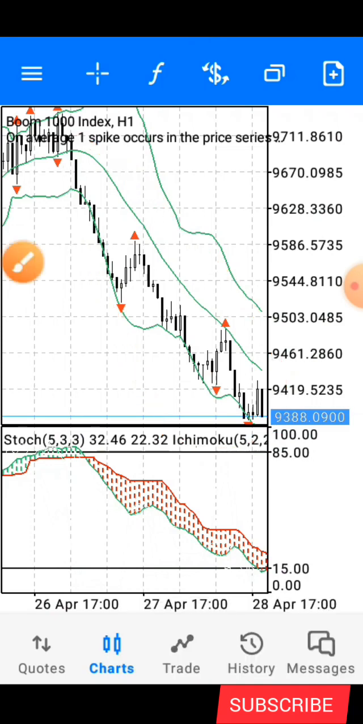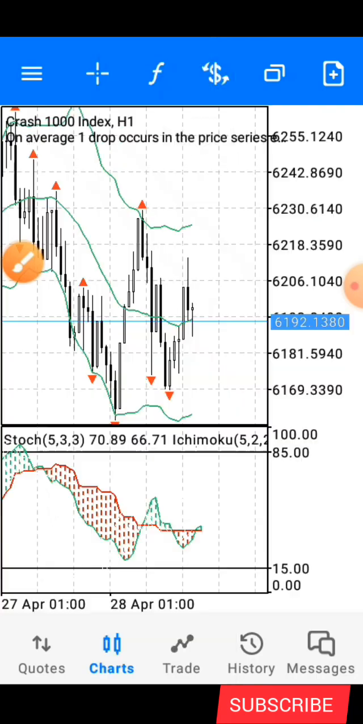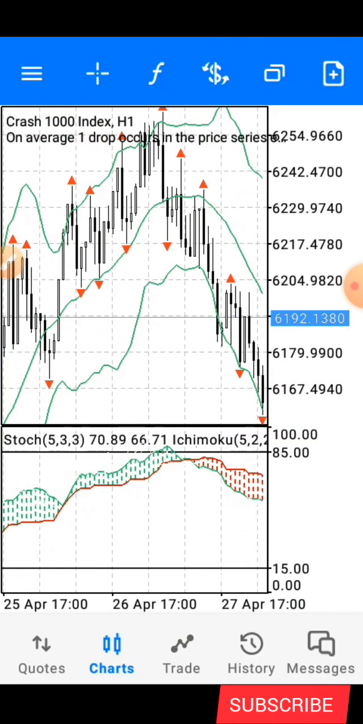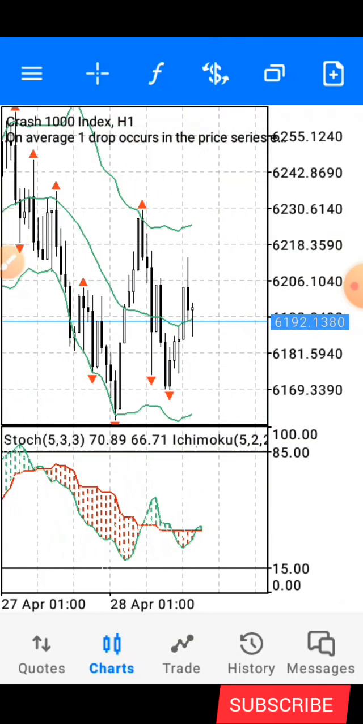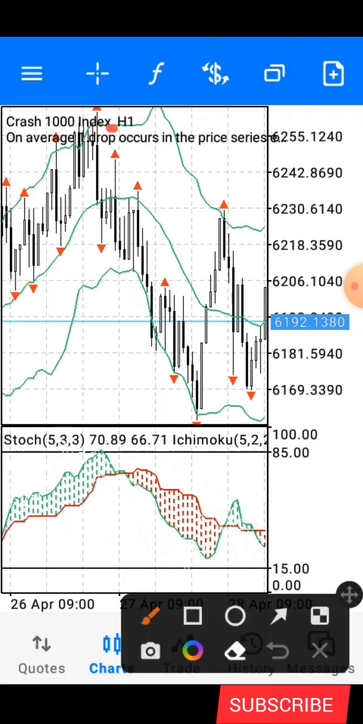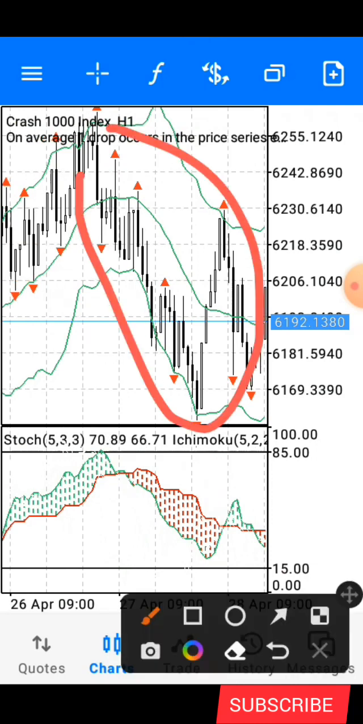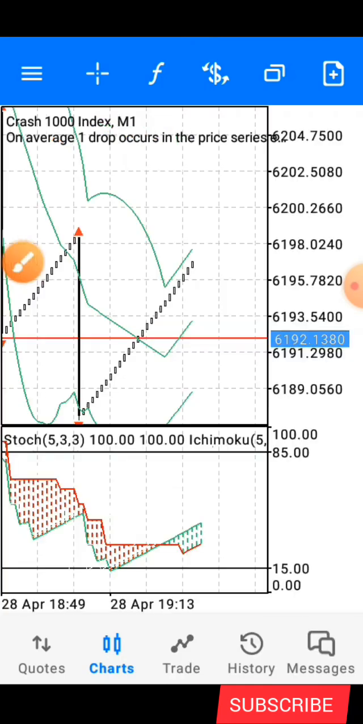Then when you are on crash, let's say you can see we are in a downtrend right now. So this is a perfect opportunity for you to take trades from the 1 minute time frame.